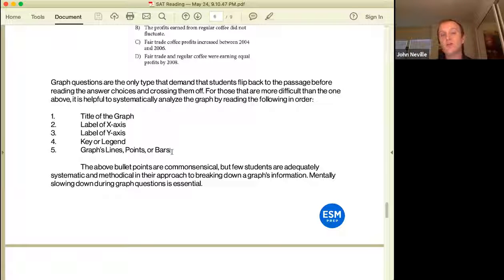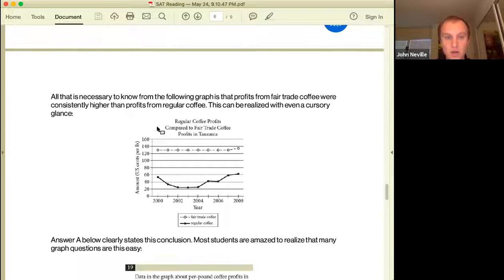But when you get to graph questions, you do want to slow down a little bit because you have to break it apart and look at it in terms of title of the graph, et cetera, et cetera. So first we look at the title of the graph: regular coffee profits compared to fair trade coffee profits in Tanzania, okay?